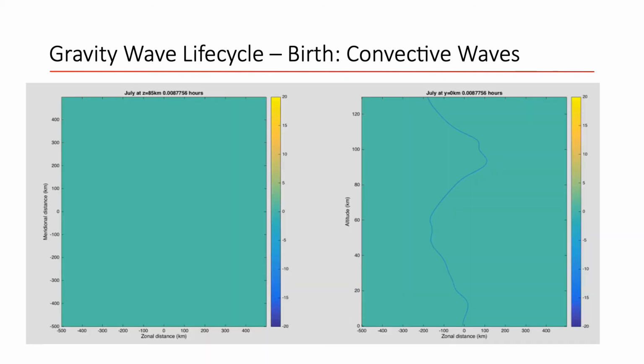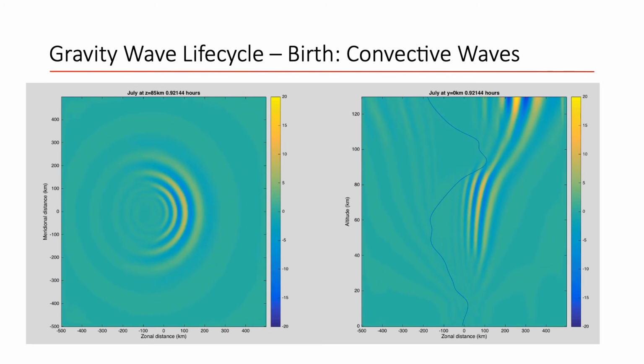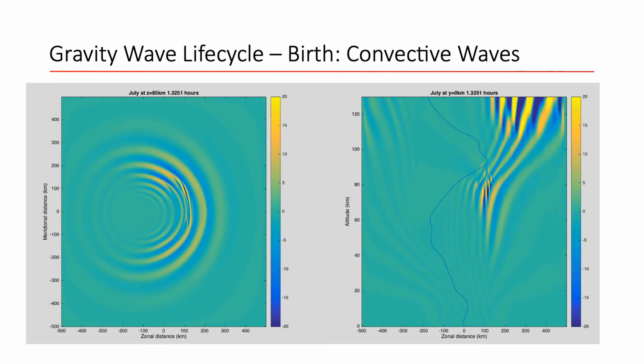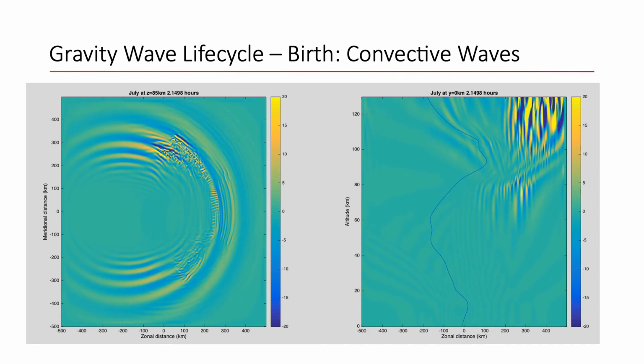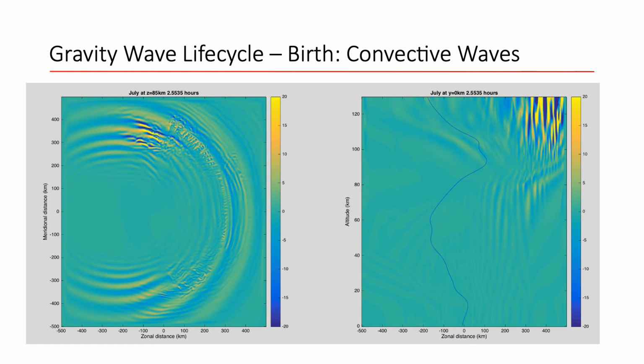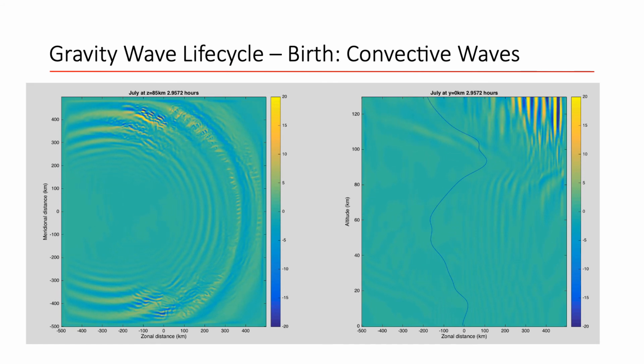So I'll just provide a simulation here of a convectively generated wave from a single plume. On the left hand side you've got a horizontal slice of the atmosphere at z equals 85 kilometers, and on the right hand side you have the zonal distance on the x-axis and the altitude on the y-axis, and this blue line represents the mean wind. If you look at the right hand figure, you'll see this plume go off at the bottom, and then the gravity waves will start to propagate up and fan out. There'll be a preferred direction, and then eventually you'll get this wave breaking, which you can see in the left and the right hand figure, which then propagates around the arc of the concentric gravity wave generated by the convection.